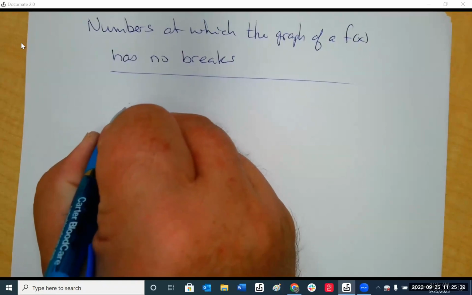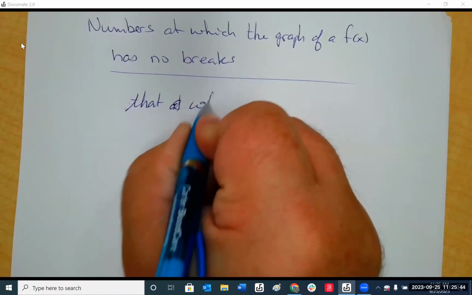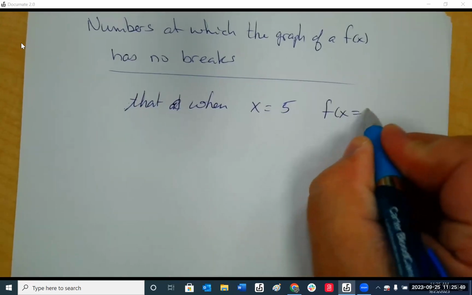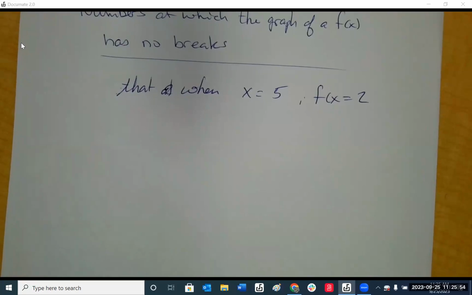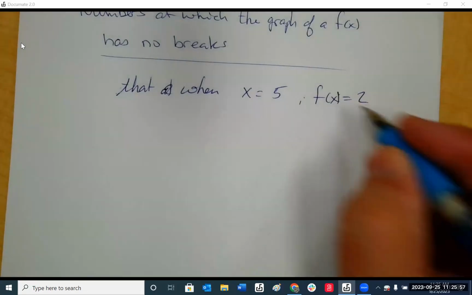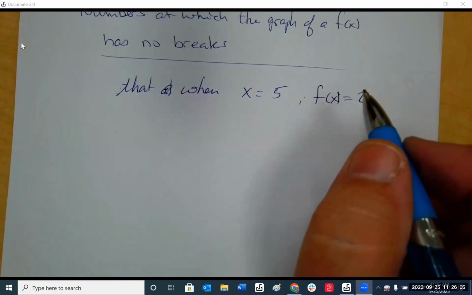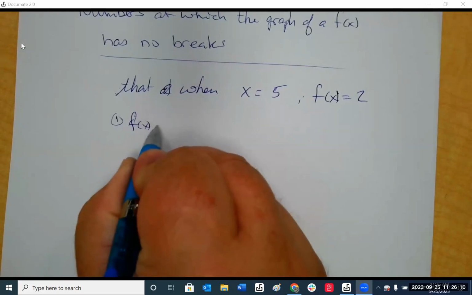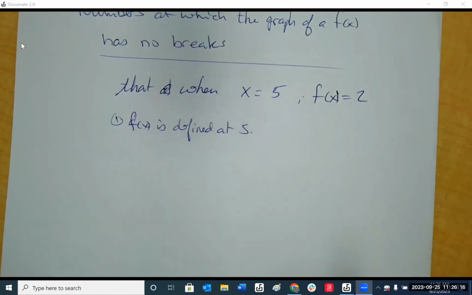Let's say that when x equals 5, f of x equals 2. What can we say about that? Well, it tells us a couple of things. It tells us that the function is defined at 5. f of x is defined at 5. What else?